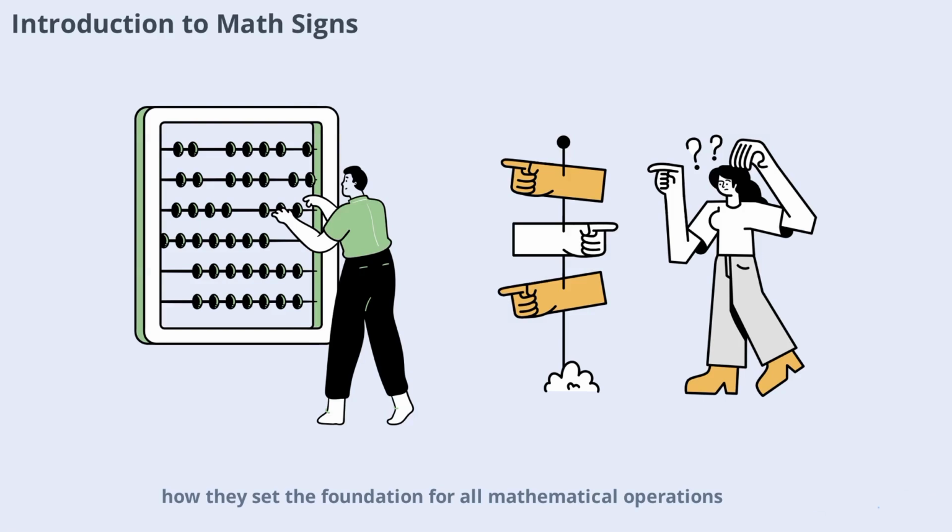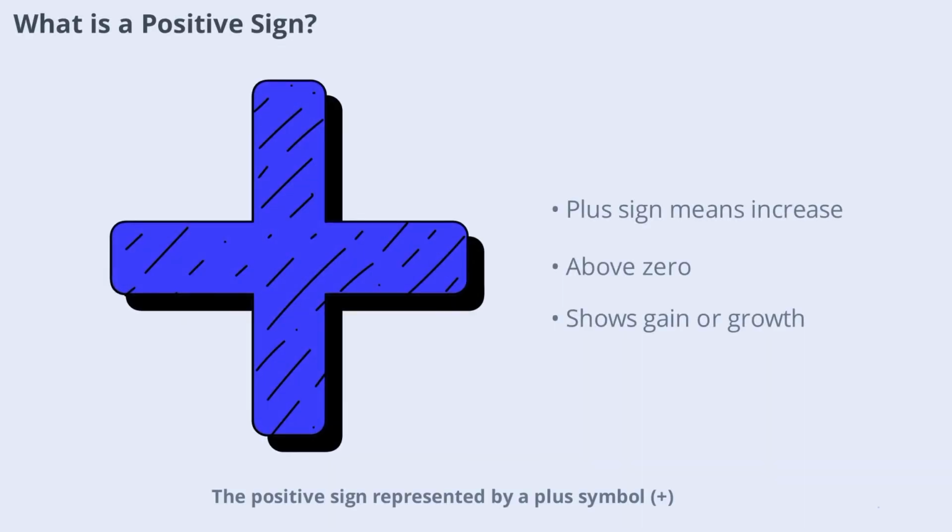Let's start by understanding what these signs represent and how they set the foundation for all mathematical operations. Positive sign, represented by a plus symbol, indicates numbers greater than 0. When you see a number like +5, it means 5 units above 0 on the number line. Positive numbers are used to show increases, gains, or quantities moving forward. For example, if you earn $10, that's a positive change in your balance. Understanding the positive sign helps us recognize growth, addition, and movement in a forward direction in mathematics and real life.